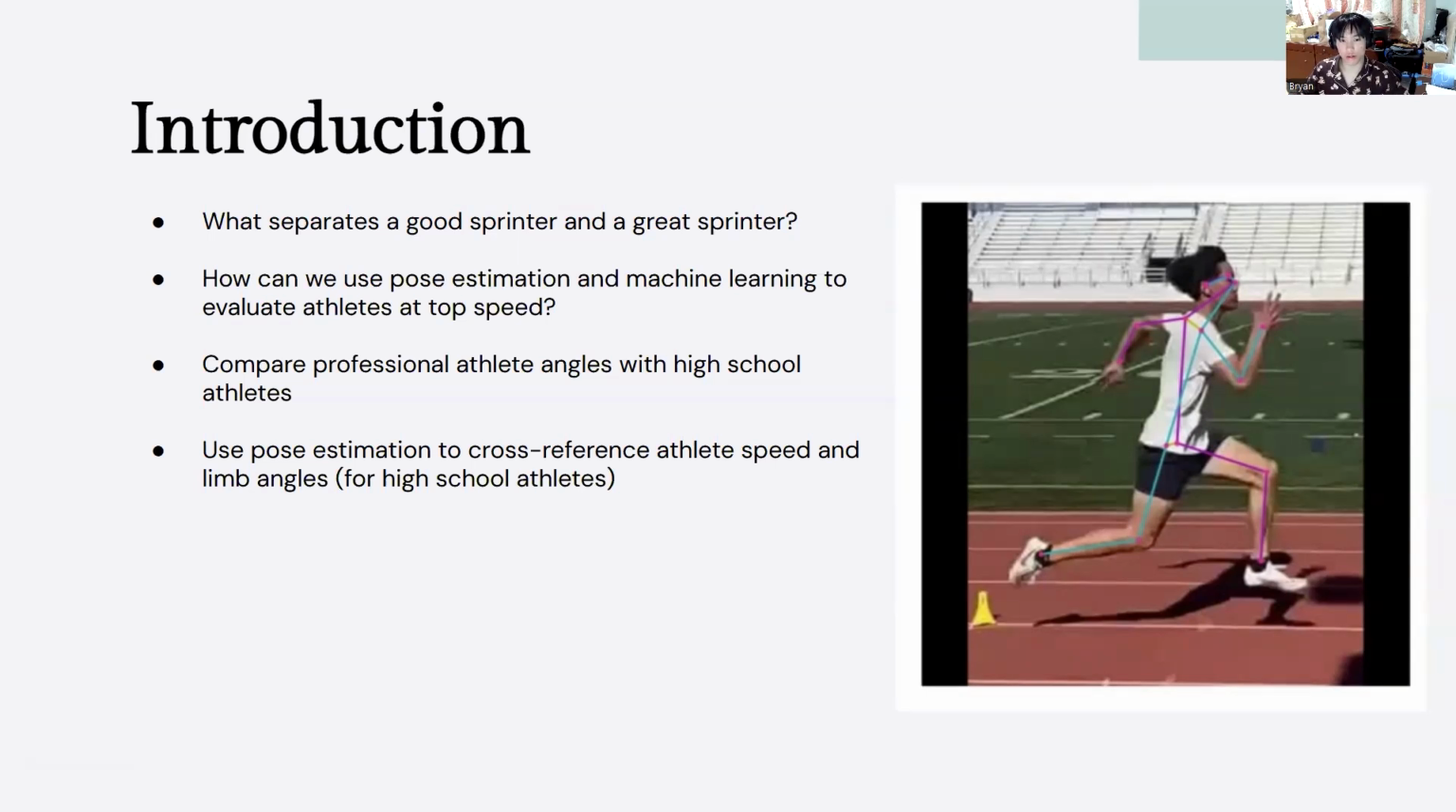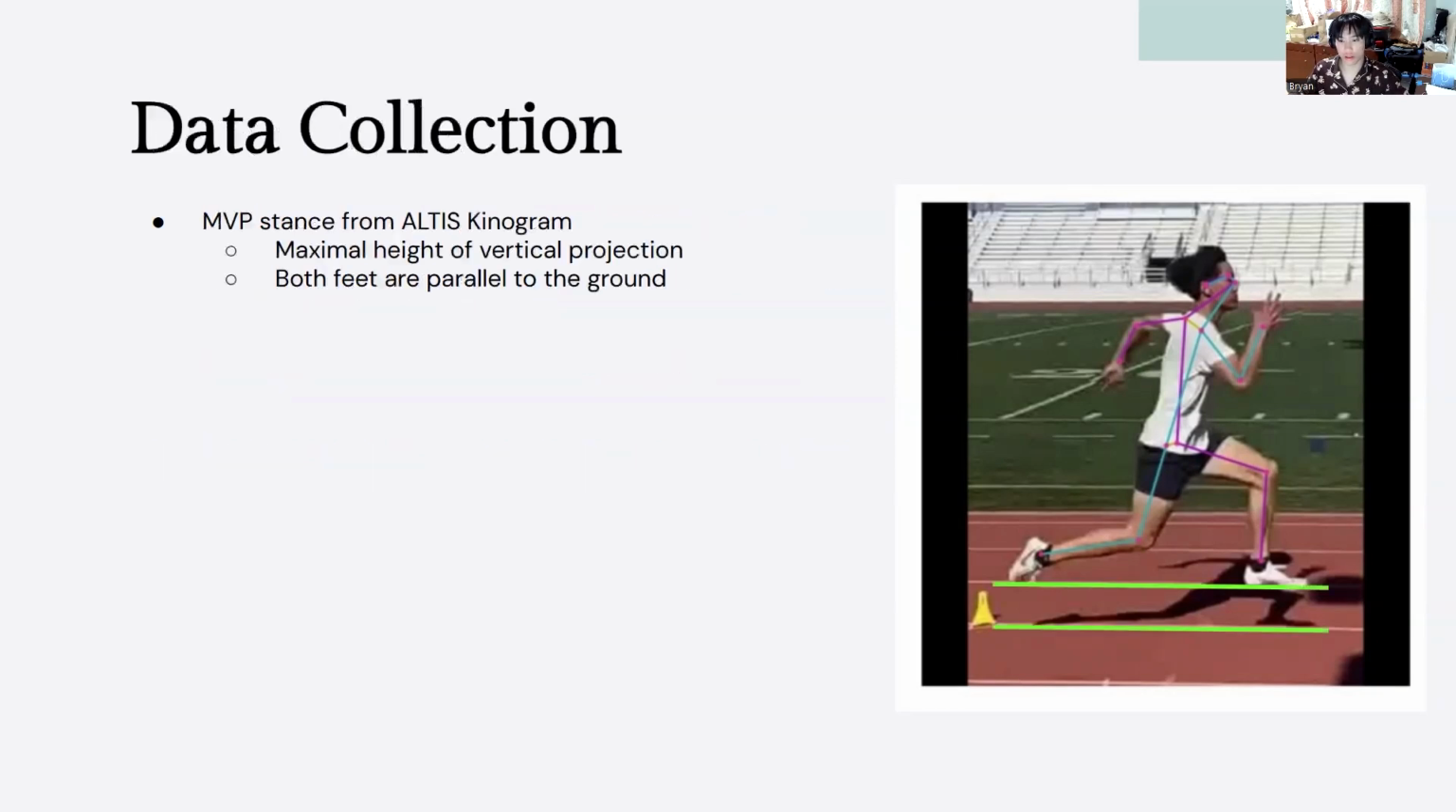We decided to use pose estimation to capture limb angles and also use Python to calculate ground-to-air ratios, which we will get to later. To collect video data, we decided to follow Altis Kinogram's MVP stance to pick specific video frames. The MVP stance is characterized by the maximal vertical height projection at top speed for sprinters, and is characterized by both feet being parallel to the ground as seen in the diagram.